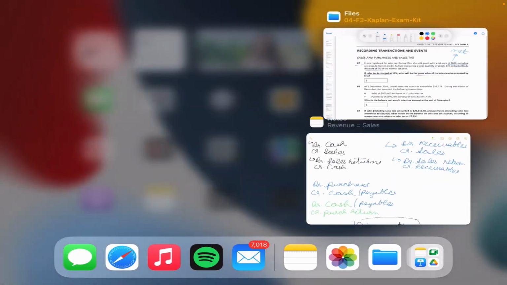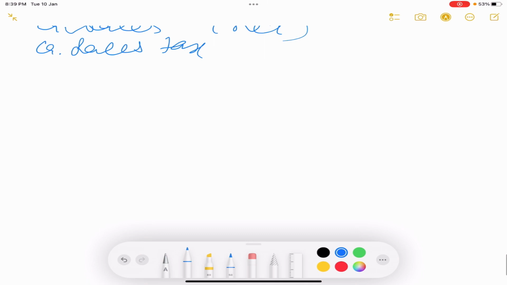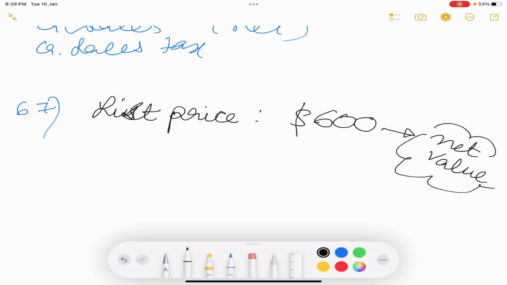Okay. Very, very simple. So in question number 67, we have a list price. What is the list price? I hope you have a calculator also with you. It is 600. This is the list price, and this is the net value. Since it is a net value, it doesn't involve the sales tax, right? And you know that trade discount will always be deducted and we will not show it in the books, right?